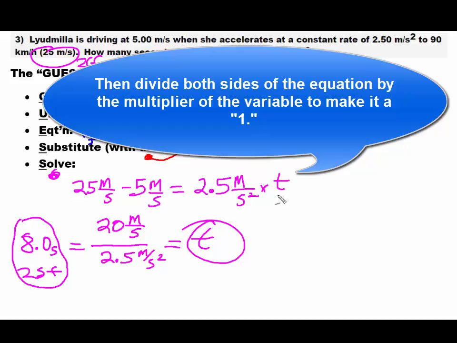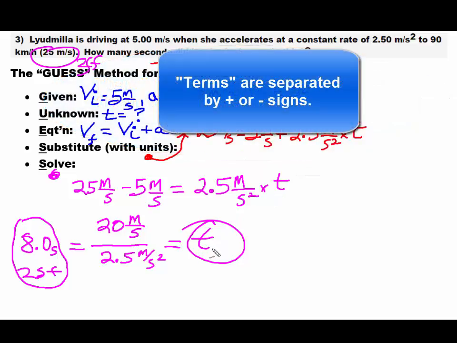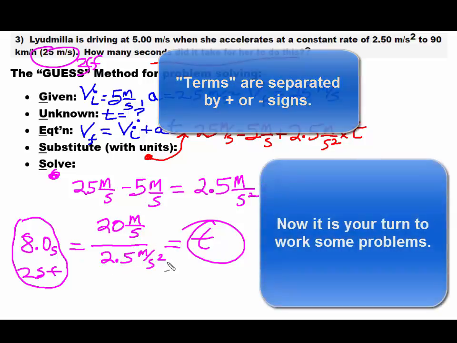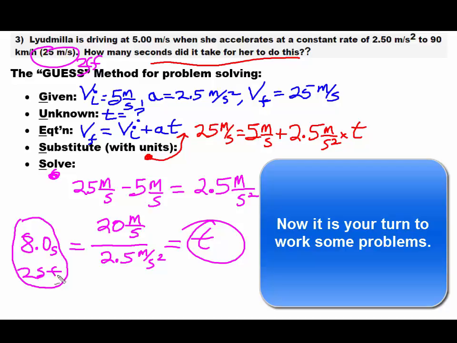In this case, this is just one term. And then we will divide both sides of the equation by the multiplier of the unknown to make it a 1. So here we get that the time is 20 meters per second divided by 2.5 meters per second each second, which is 8 seconds rounded to two significant figures.